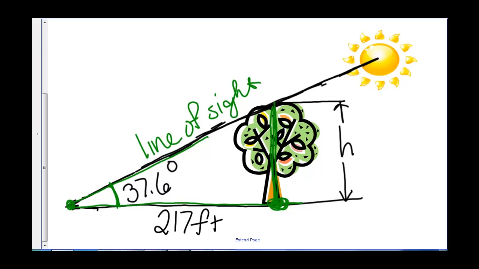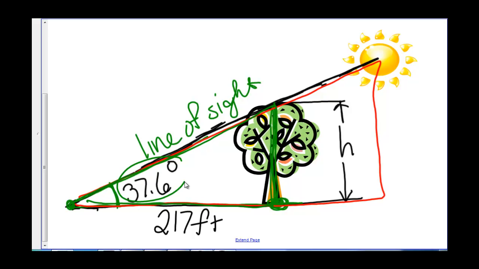But what we know is the angle to the sun. So even though we have two triangles here, we have this triangle and we have this green triangle, this angle is the same for both. So we're looking to solve this green triangle. We know a side and an angle, so we're looking for the opposite side when we know the adjacent side, so that would be tangent.